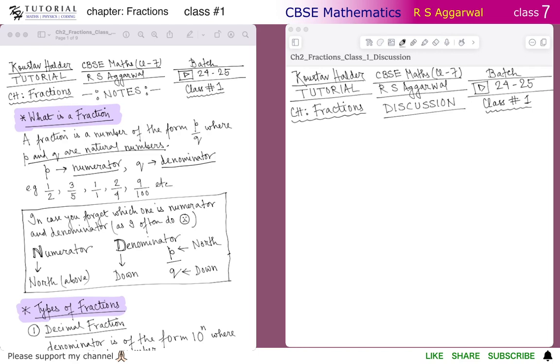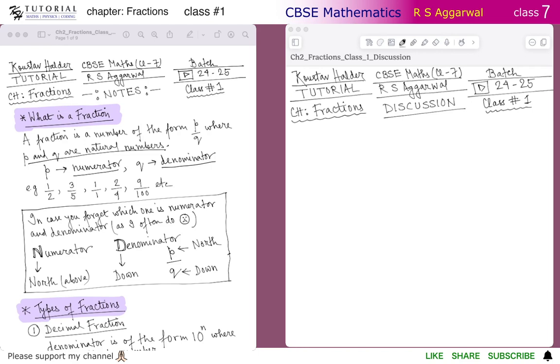So a fraction is a number of the form p by q, where p and q are natural numbers. Remember that p and q are natural numbers. Natural numbers are the counting numbers, which are 1, 2, 3, 4, 5, 6 and so on. So in the fraction p by q, p is known as the numerator and q is known as the denominator.